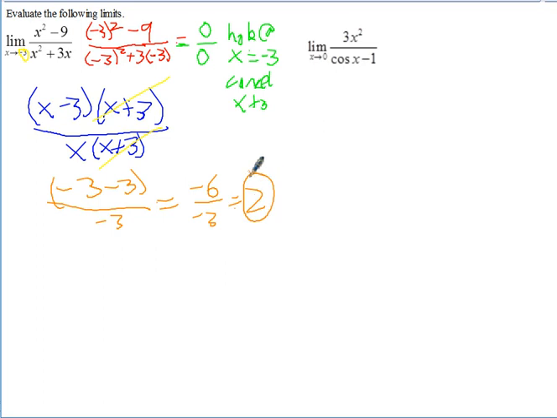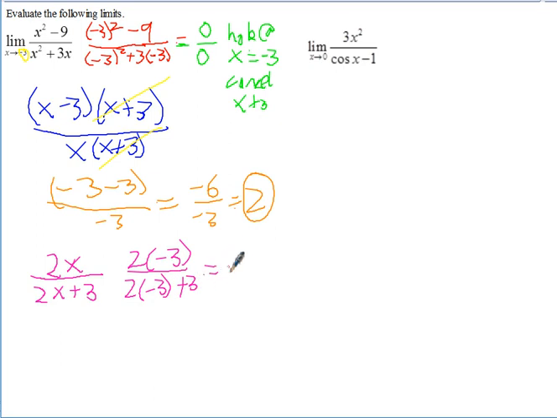Now the other way to do this is using L'Hopital's rule, which is only for when you get the indeterminate form of 0 over 0. Remember, what that says is you take the derivative not of this whole thing using the quotient rule, but treat the numerator and denominator as two separate functions. So the derivative of the numerator is 2x. The derivative of the denominator is 2x plus 3. And then plug in what x is approaching, negative 3. So you get 2 times negative 3 over 2 times negative 3 plus 3, which gives you negative 6 over negative 6 plus 3, negative 3, equals 2.